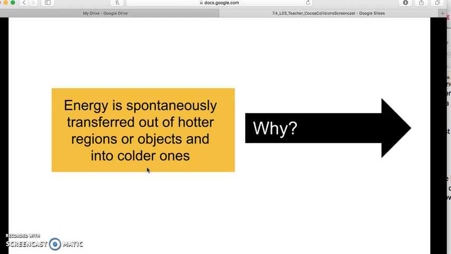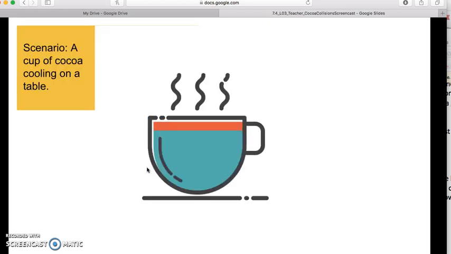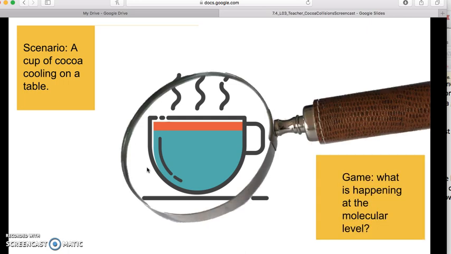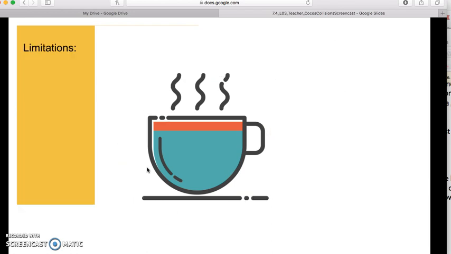why. Lesson 3 presents the students with the phenomenon of a cooling cup of hot cocoa, and the Cocoa Collisions game is a model that helps students to answer the question of why this is happening by taking a look at what is happening at the molecular level. While this game has proved to be dynamic for students, it is important to point out the limitations that this model, like all models, has.